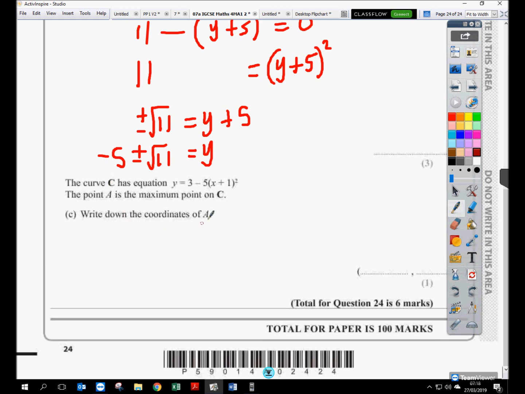Now, the curve C is given here. The point A is a maximum point of the curve. So this is a negative x squared graph. If you expand the bracket, you get an x squared in there. The negative makes it a negative x squared, which means it's this kind of shape. Sad face. That's why it has a maximum point rather than a minimum point. Write down the coordinates of A.